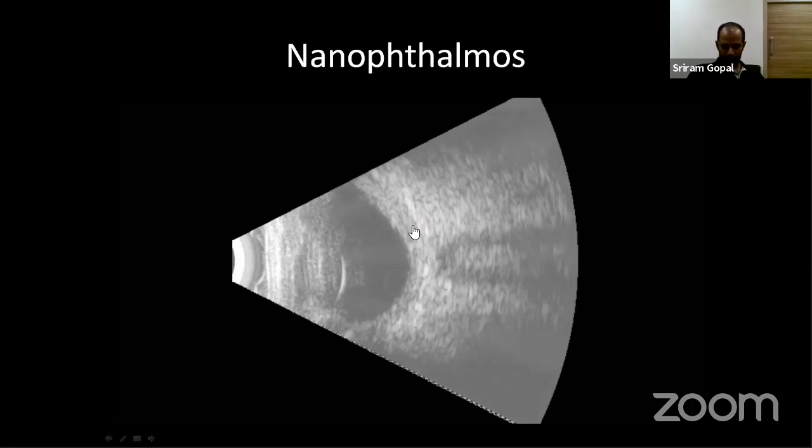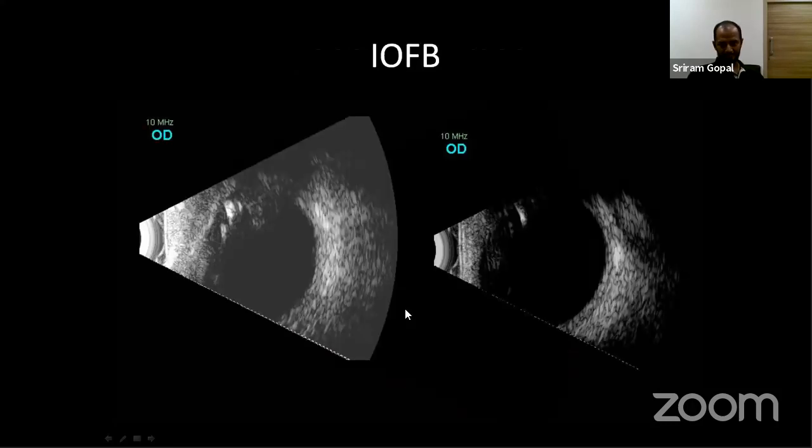If you look keenly, I'm sorry, I cannot zoom the picture here. So this is the retina, the choroid, and the sclera. This gap is the junction between the sclera and the orbital fat. The first high reflective echo which comes here is actually the first layer of orbital fat. A lot of times this is mistaken to be the sclera. No, this is the sclera, and this first high reflective area is the orbital fat.